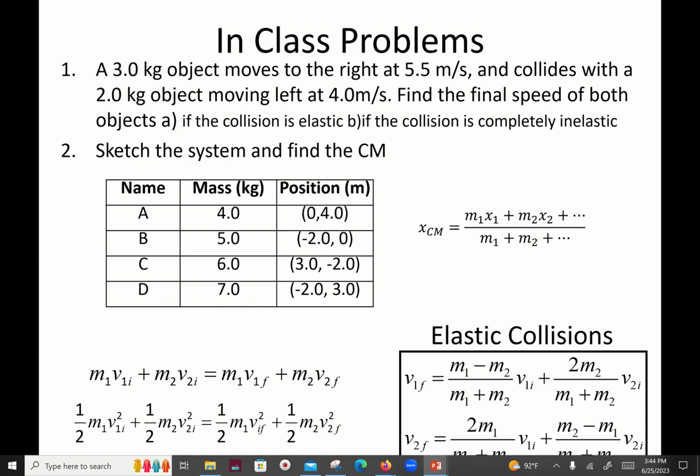So there's going to be two activities that you have to do for calculations, one a collision problem and one a center of mass problem. And again, I guarantee that on the test, you'll see both of these types of problems. So make sure you're able to do it. And again, remember, unless it specifically says that it's elastic, don't use the equation that's here in the black box.